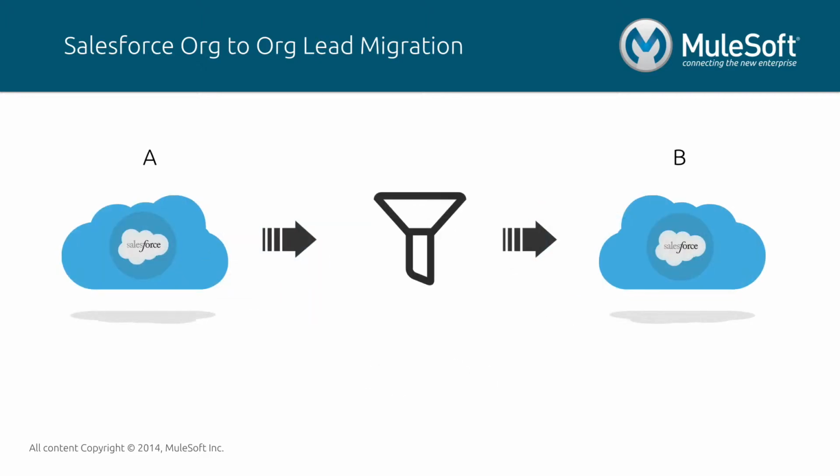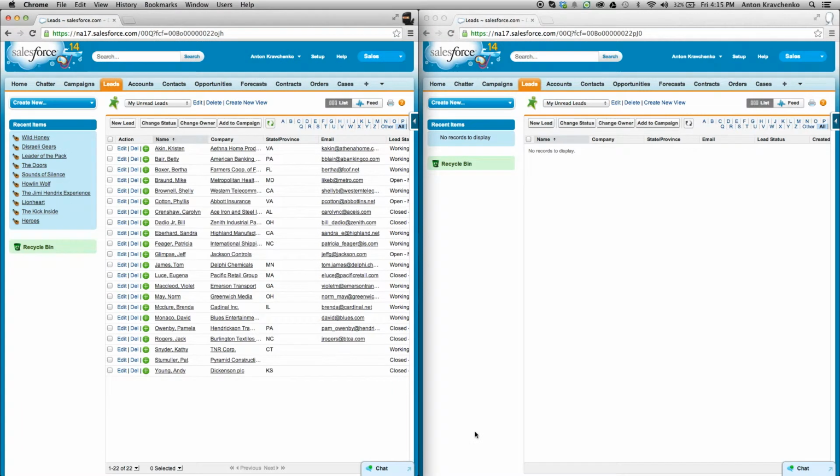In this video, I will show you an example of an organization A that needs to migrate some of its leads to a new Salesforce instance at an organization B. We will also specify a filtering criteria. In this case, a lead will be filtered depending on the email address. Right now, let's go ahead and see how it works in Salesforce.